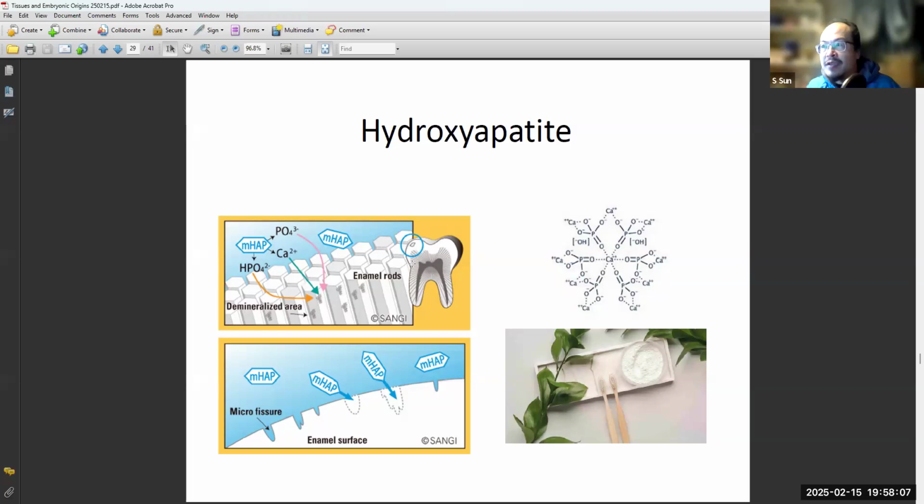People can use it to fix cavities because our teeth are also bones. So this can fill in the matrix to enhance our teeth and enhance our bones. This one is another mineral that fills in our bone matrix.